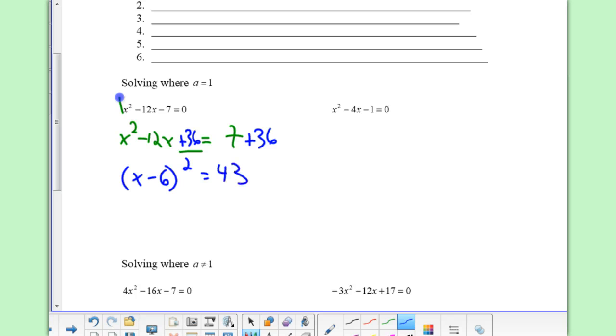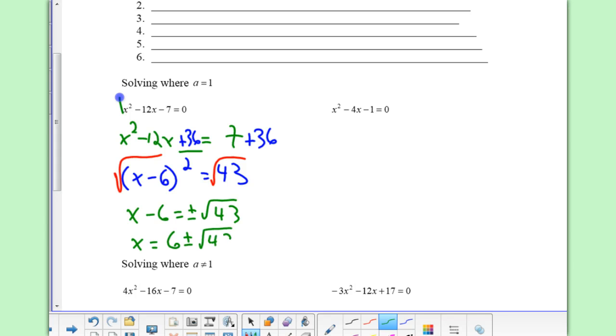I now can use the square root property like we did before, and I take the square root of both sides, and I end up with x minus 6 is equal to plus or minus square root 43. And all is good because we end up with 6 plus or minus the square root of 43. Those are my two answers. And just so you're clear, x equals 6 plus square root 43 and 6 minus square root 43. Those are my two answers.